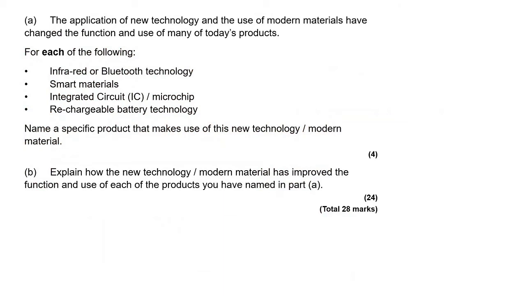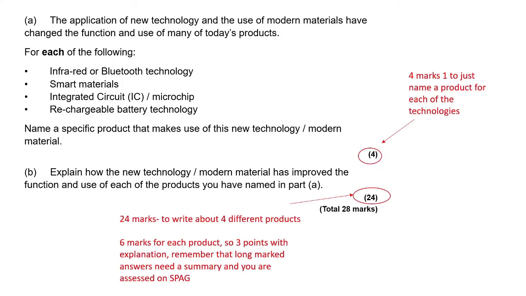And last question. The application of new technology and the use of modern materials have changed the function and use of many of today's products. For each of the following, infrared or Bluetooth, smart materials, microchips and rechargeable batteries, name a specific product that makes use of the new material or the new technology. And then part B, explain how the new technology or modern materials improve the function and use of each of the products you have named.